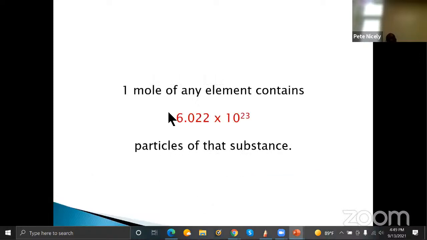Okay, so applying what we just learned, Avogadro's number, to elements and compounds and so on. Let's deal with elements first. 1 mole of any element contains this number, Avogadro's number, of particles. In most cases, that would be atoms of that substance. All right, so that's basically the relationship between the mole unit and Avogadro's number.